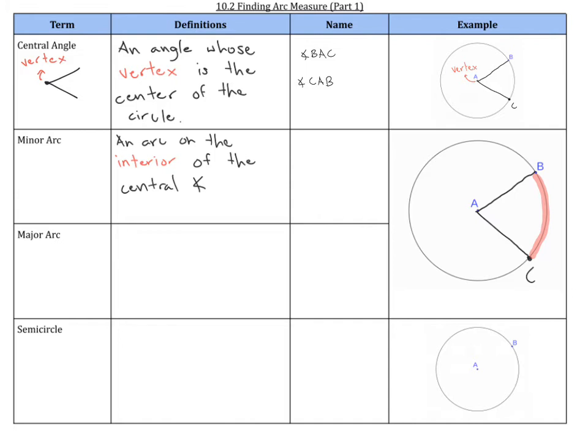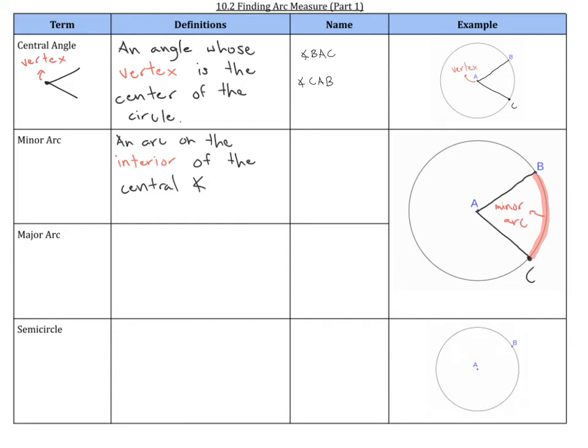Now, kind of 2 ways to see this. If you are familiar with the game Pac-Man, you can think of the central angle as his mouth, and the piece of the circle that he's trying to eat is our minor arc. Another way to see this is as a pizza slice, and the arc, or the minor arc, is the crust of that single pizza slice. All right, so this right here is our minor arc.